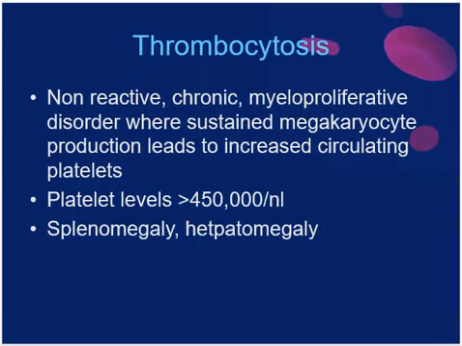Lastly, we're going to talk about thrombocytosis. We talked about platelets being very reactive, but this is a chronic myeloproliferative disorder where the megakaryocytes that are part of the platelet production help increase circulating platelets in the blood. It is typically for blood platelet levels greater than 450,000. You can have splenomegaly and hepatomegaly with these patients. Most individuals that have elevated blood counts have an associated genetic mutation.